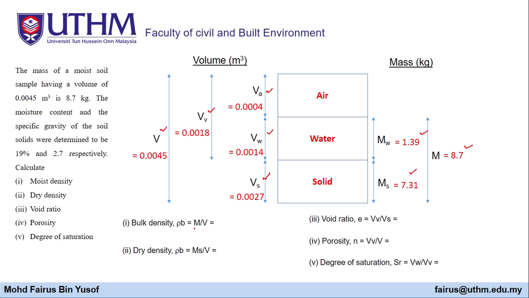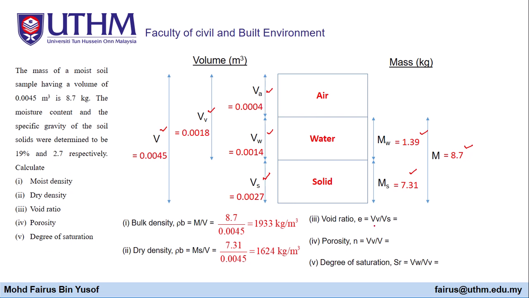So for bulk density, the equation is M over V. So you know that M equal to 8.7 and V equal to 0.045. Then we use this equation, we get 1933 kilogram per cubic meter. For dry density, MS over V, we know that MS is 7.31 and V is 0.045. Then we can calculate the dry density equal to 1624 kilogram per cubic meter.